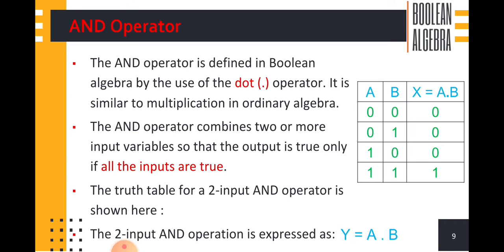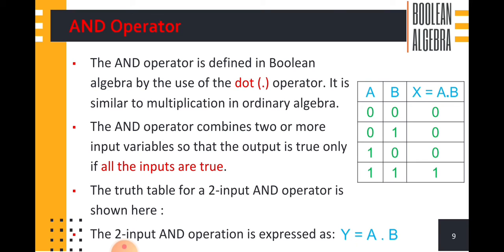The truth table for a two input AND operator is shown here. One tabular column is given, and this tabular column is known as a truth table: A, B, x equals A into B. Here A and B are inputs. We pass the inputs for the variables A and B, and we get the output x, that is x equals A into B.